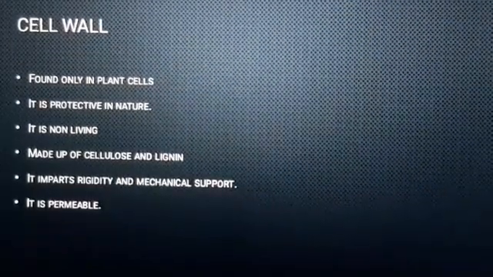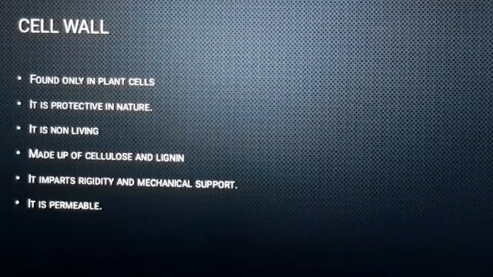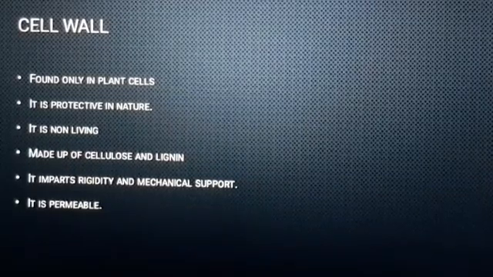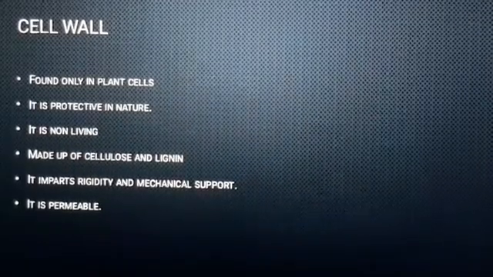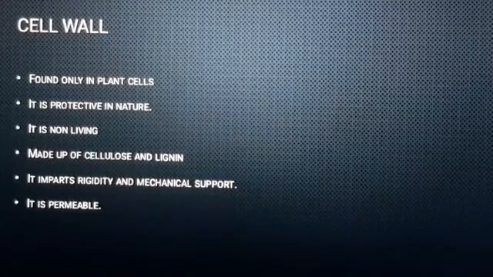Then the second part is cell wall. Cell wall is found only in the case of plant cells and is absent in the animal cell. Cell wall is protective in nature. Why? Because it surrounds the cell membrane.